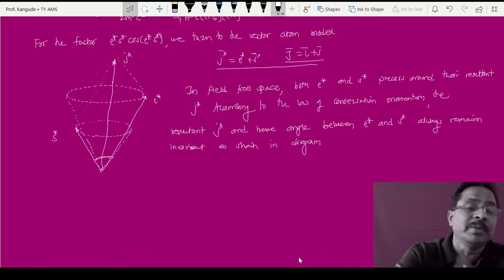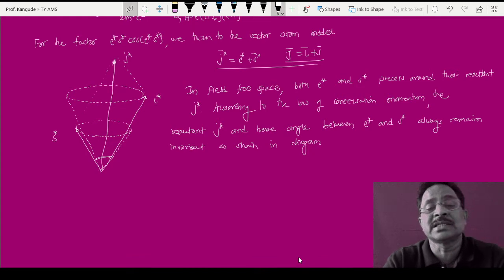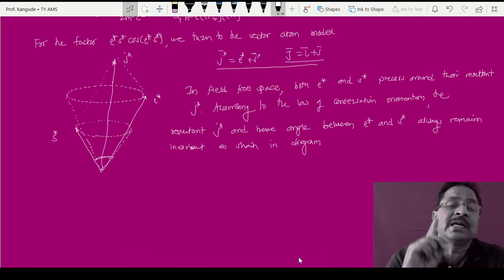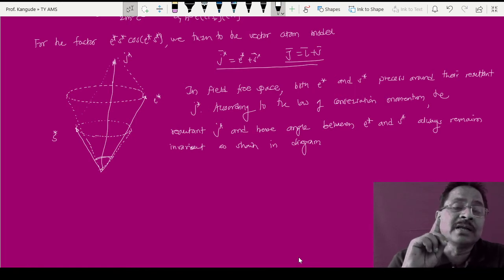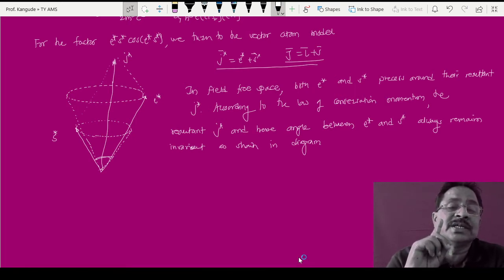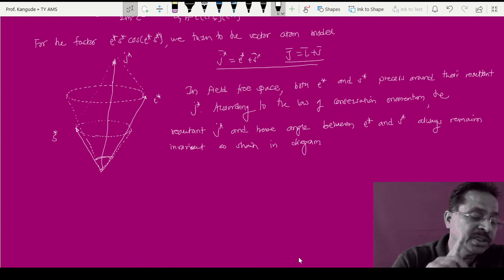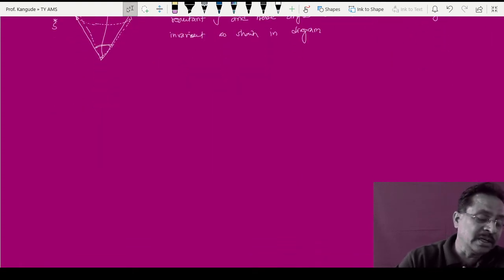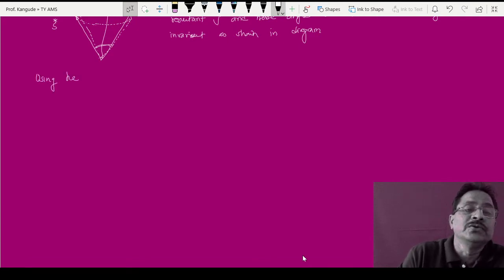There can be several pairs of L star and S star taken on this cone, where the angle between L star and S star remains fixed, and their resultant is also the same, that is J star. That's why we could draw this diagram as shown here. Therefore, for the further statement, we can write using the cosine law for this diagram.